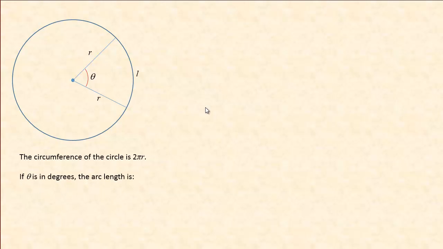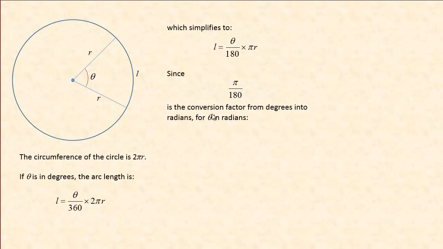If theta is in degrees, then the arc length is going to be theta divided by 360. That's the fraction we have. We've got theta out of a full 360 multiplied by the whole circumference. Now this is the version you would actually use in calculation, but we could simplify it to this, so cancelling the 2 and the 360, and then rearrange. We could get pi over 180 here. And that's the conversion factor from degrees into radians.